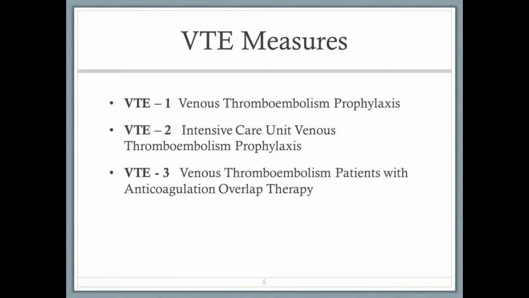VTE1 is prophylaxis on a medical surgical floor. VTE2 is venous thromboembolism prophylaxis in the ICU. VTE3 are those patients that have a DVT or PE that are treated properly with overlap therapy, meaning they get a parenteral as well as an oral, or they get warfarin as their oral medicine that they use for treatment.